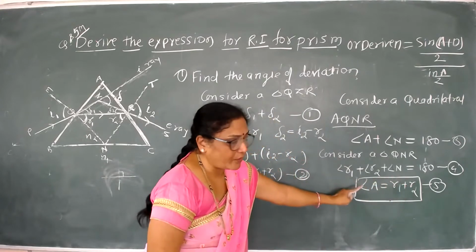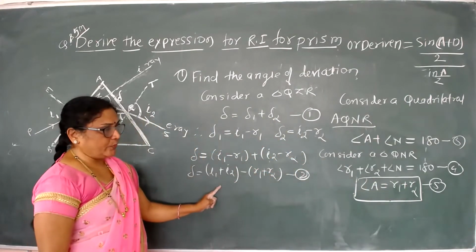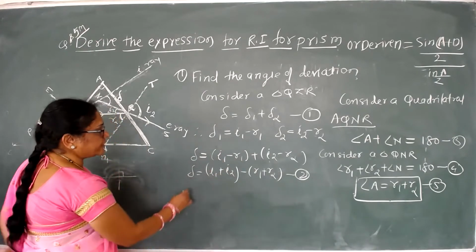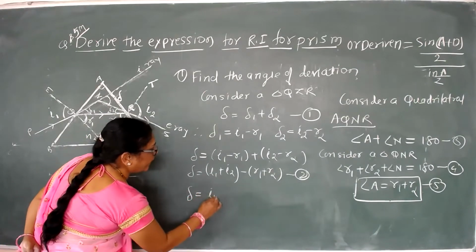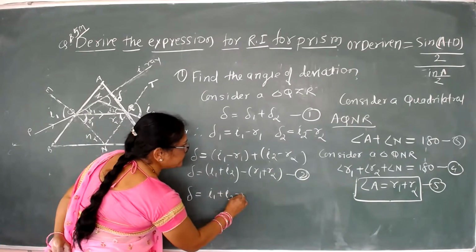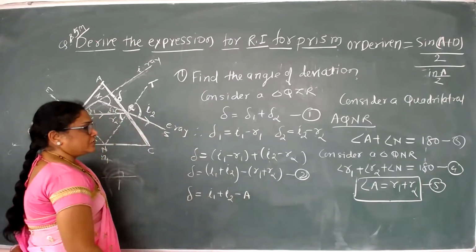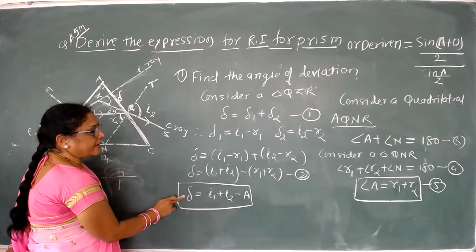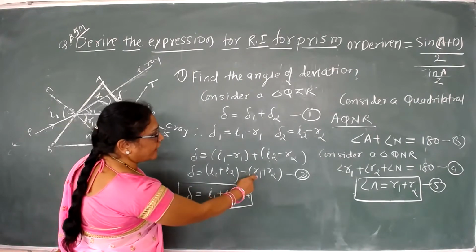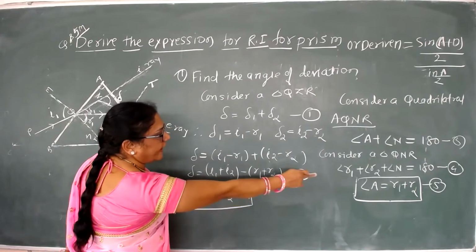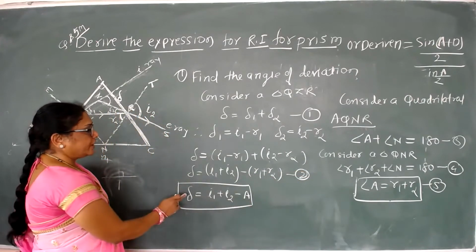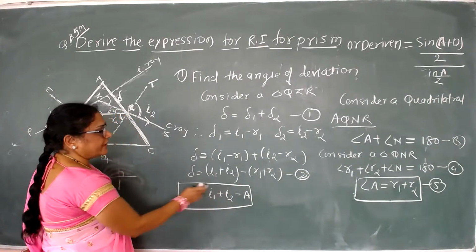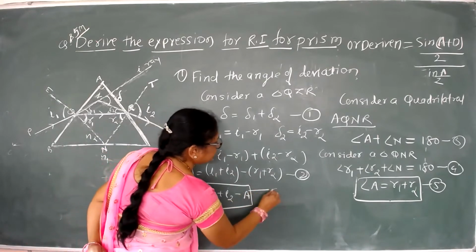So substitute the value of angle A in equation number 2. See the equation: delta is equal to I1 plus I2 minus A. This is also a very important formula to solve the numericals. That is, delta is equal to I1 plus I2 minus (R1 plus R2), where R1 plus R2 is equal to angle A according to equation number 5. Therefore, delta is equal to I1 plus I2 minus A. Otherwise, I1 plus I2 is equal to delta plus A. So see equation number 6.